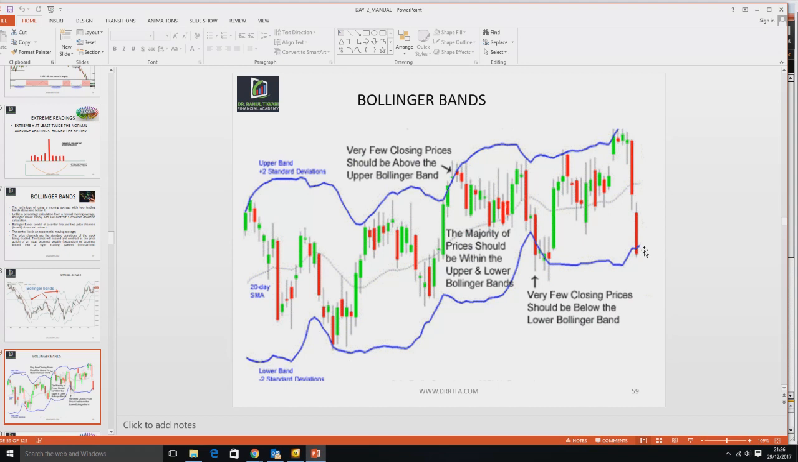So the philosophy yahan pe kya hai? Philosophy ye hai ki koi bhi particular script, it's the concept of kinetic energy and potential energy conservation. So jab bhi koi script ya index apne mean center line se 2 standard deviation upar jaati hai, to at some point of time it has to retrace back, and in most of the cases it retraces back to its minus 2 standard deviation line. So ye opportunities aapko deta hai.